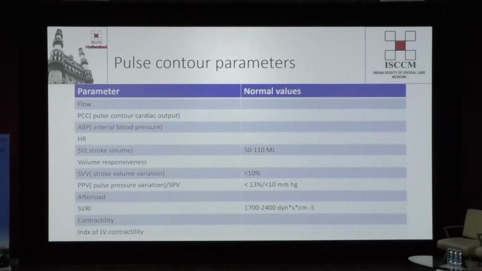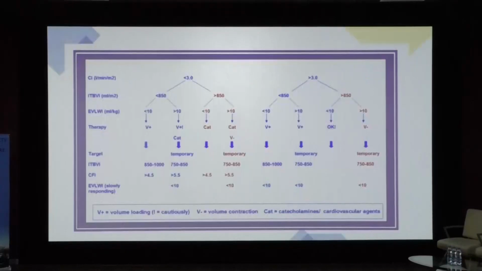So combine these two sets of parameters, you need to adjust for the patient's clinical status and then decide in the algorithm what you are going to do for this particular patient. See, the goal of hemodynamic monitoring is whether you want to add a drug or delete a drug, whether you want to load the patient with fluids or dehydrate him by giving some diuretics. So if you look at this flow chart, the first thing you should monitor is cardiac index. If the cardiac index is low, the next step is monitoring your intrathoracic blood volume index.